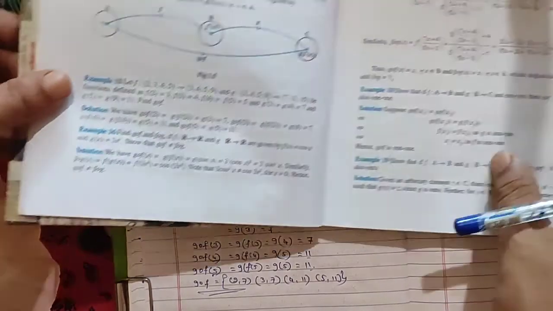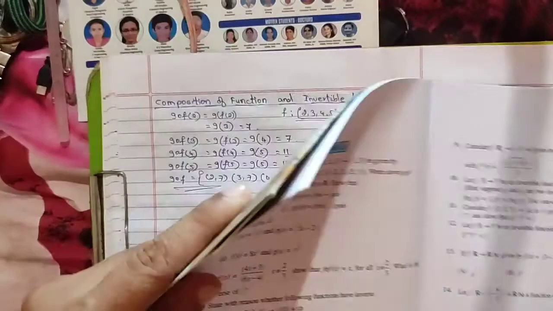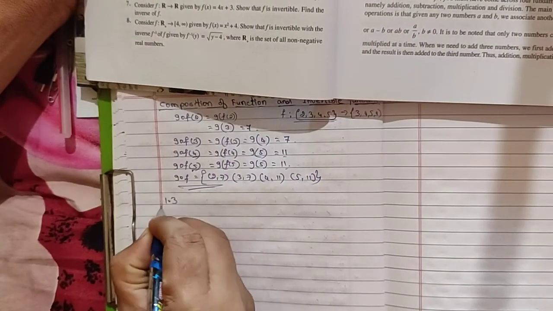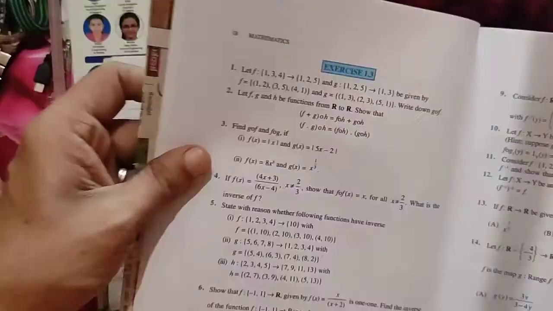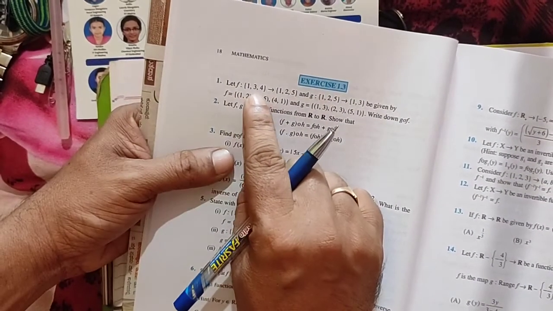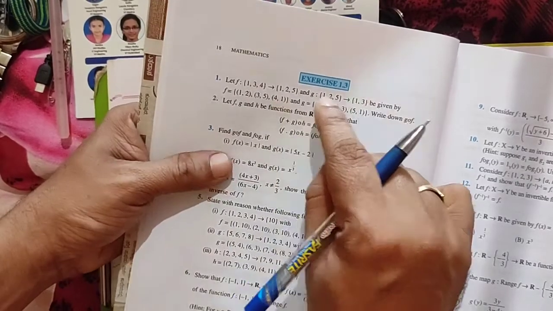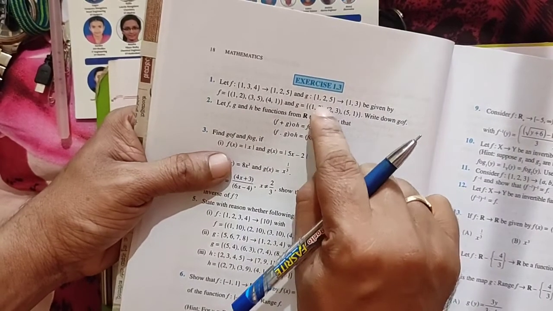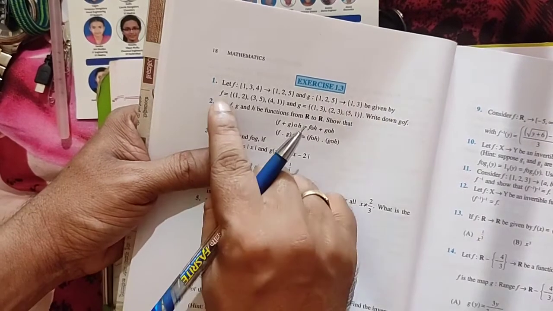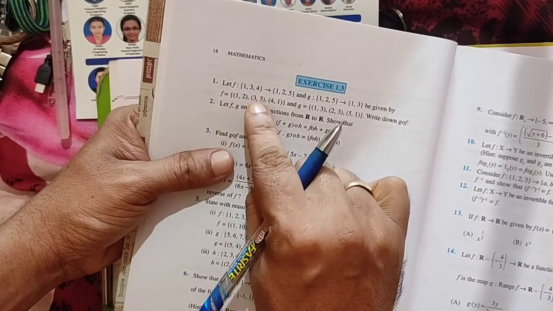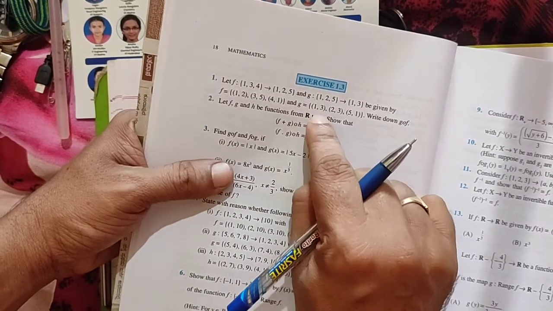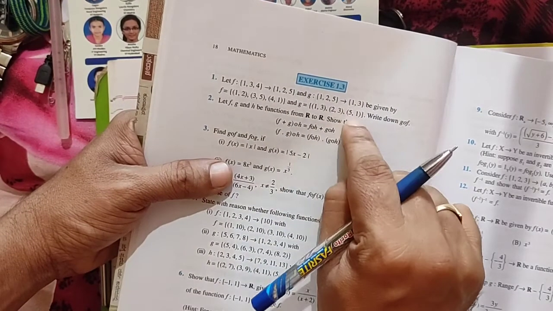Okay. So now I'll move to exercise number 1.3. Directly I go to exercise number 1.3. In that exercise, the first one is: let f from {1, 3, 4} to {1, 2, 5} and g is another function from {1, 2, 5} to {1, 3}, given by f = {(1, 2), (3, 5), (4, 1)} and g = {(1, 3), (2, 3), (5, 1)}.